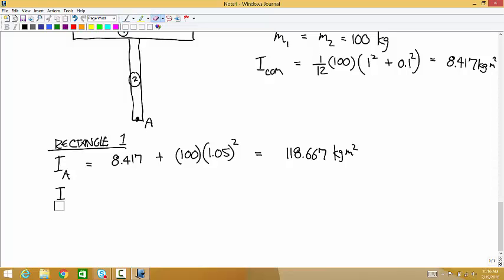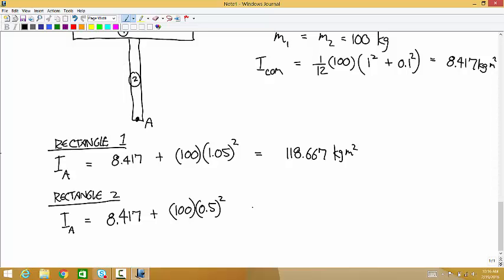And then for rectangle 2, the moment of inertia about A is, so the contribution of the shape is the same, but this time we have 100 kilograms times this one. What's that distance, D? This is the 0.5 squared. And so 8.417 plus 25, what's that equal to? 33.417.